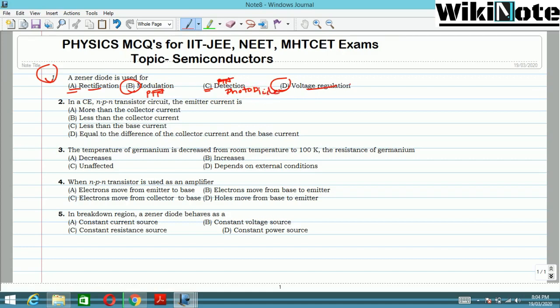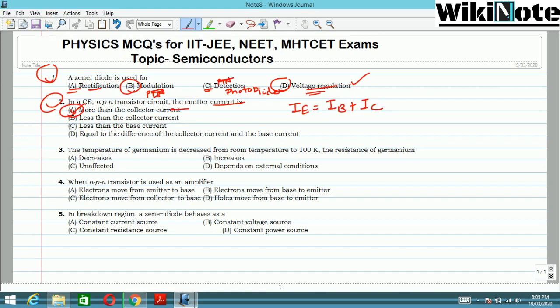So photodiode can be used for the detection. Pin diode, P intrinsic type semiconductor and N type, is used for modulation if the question is asked on this. Actually this is a part of engineering question, but for your syllabus we will restrict ourselves to voltage regulation. In CE, NPN transistor, the emitter current is always greater than the collector current. So more than the collector current, less than the collector current, less than the base current, equal to the difference. So this is always going to be more than.